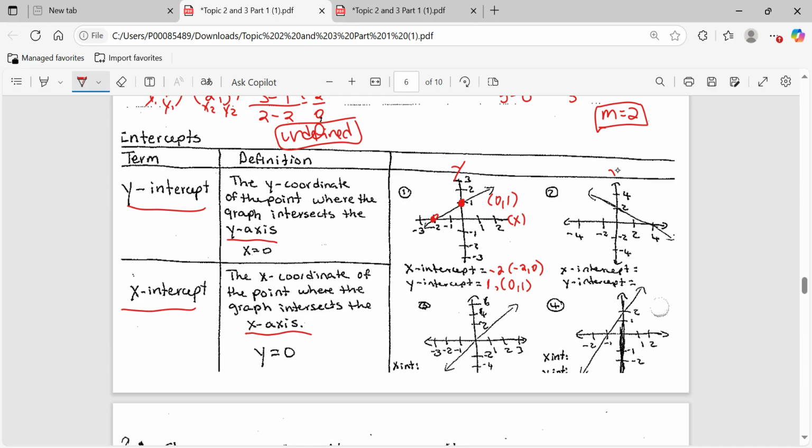Let's look here. Here's your y-axis. There's your x-axis. Your x-intercept is where you cross the x-axis. Just look for the x-axis. This is it, literally, right there. Your x-intercept is at 4, and the coordinate is going to be 4, 0. Your y-intercept is here at 2, and the coordinate is going to be 0, 2. Go ahead and pause. Try 3 and 4.